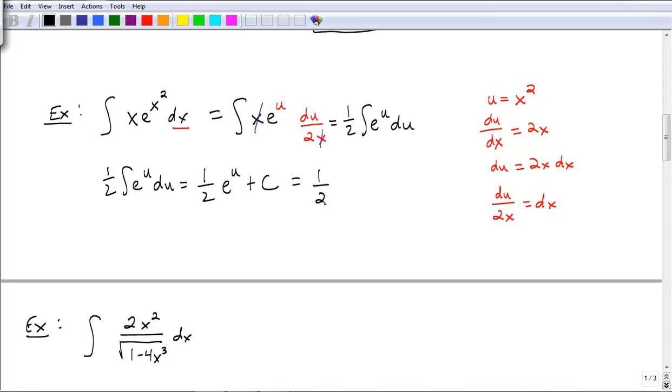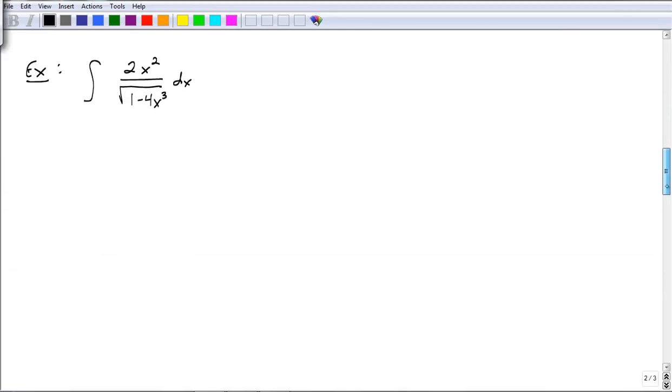So now I can put my u back in. Instead of u, I can write x squared. 1/2 e to the x squared plus c. So there's an example where the u is in the power. And there's another one. Here's an example where u is in the square root.